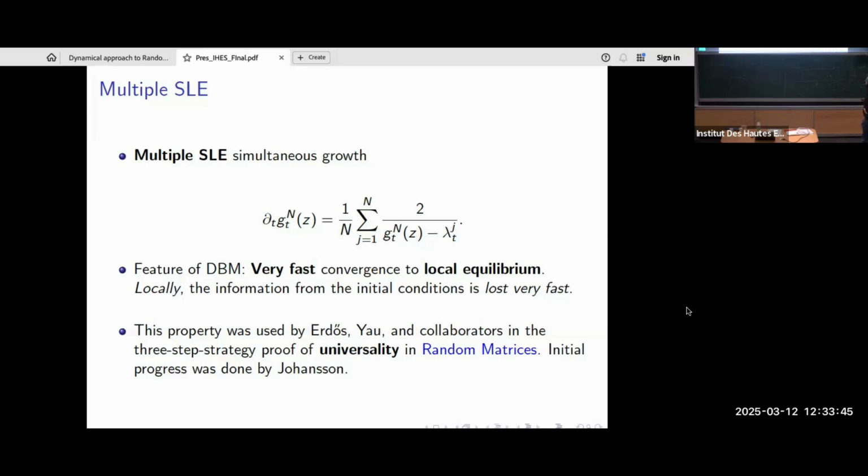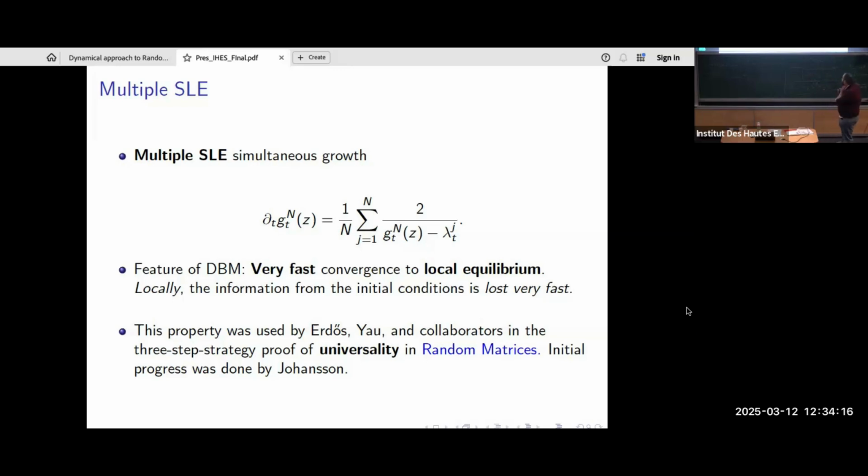Now, there are many works on this Dyson Brownian motion behavior. One of them is linked with very fast convergence to local equilibrium. I want to tell you a bit about this. Why is this an important feature? To the best of my knowledge, this was used in the proofs of universality in random matrix theory, in the dynamical picture by Erdős, Yau, Schlein, and all these collaborators around this group, in order to arrive at universality in random matrices.